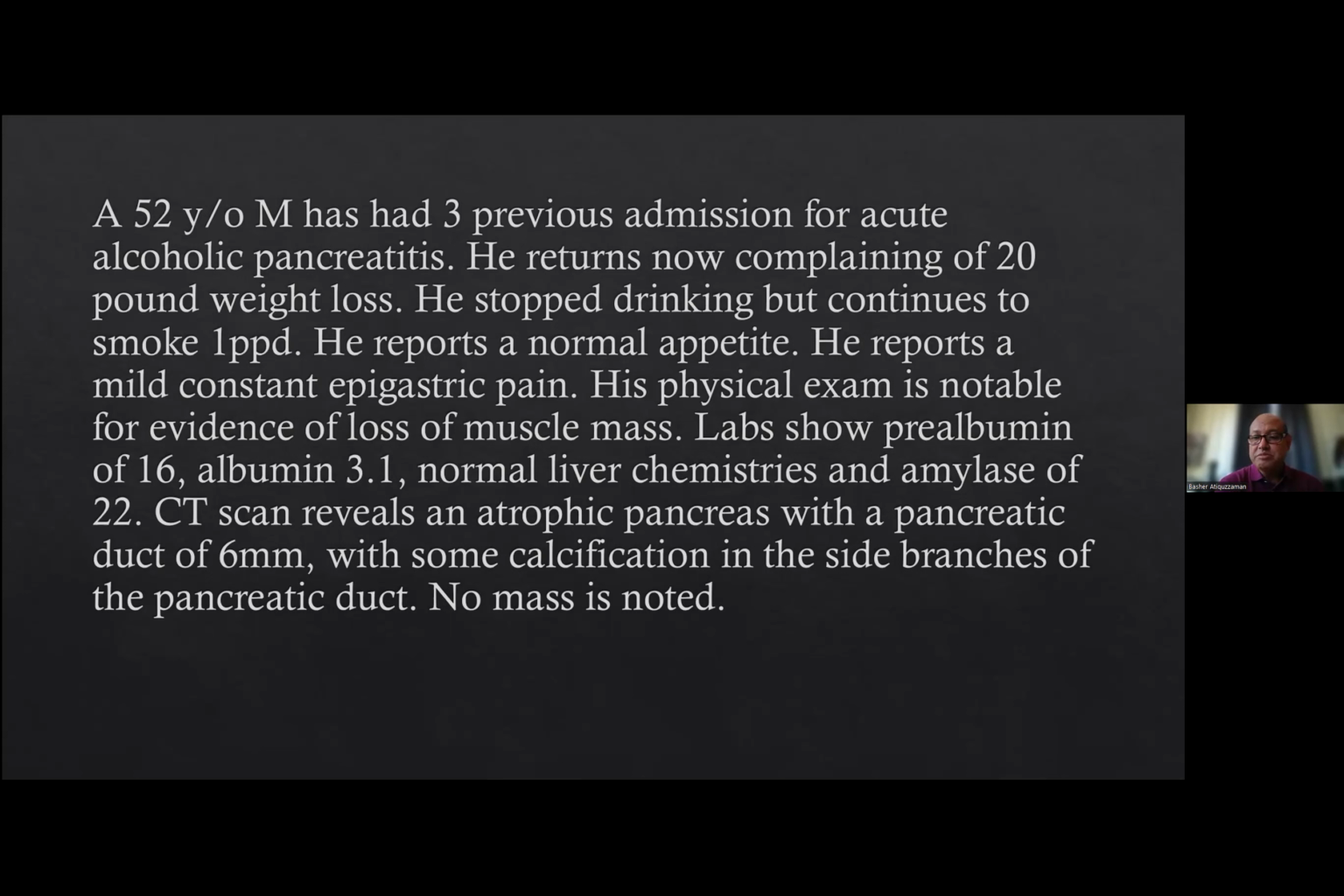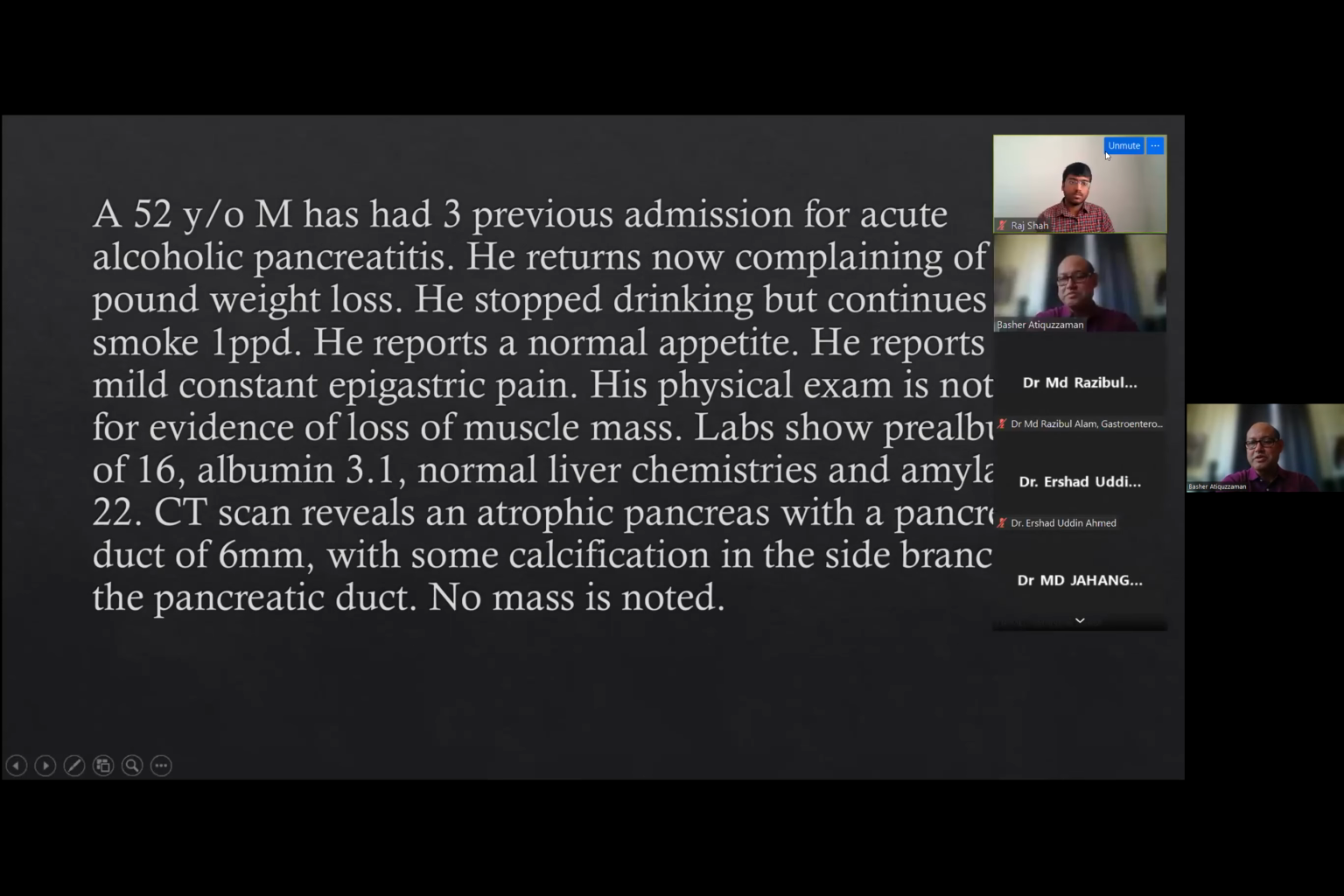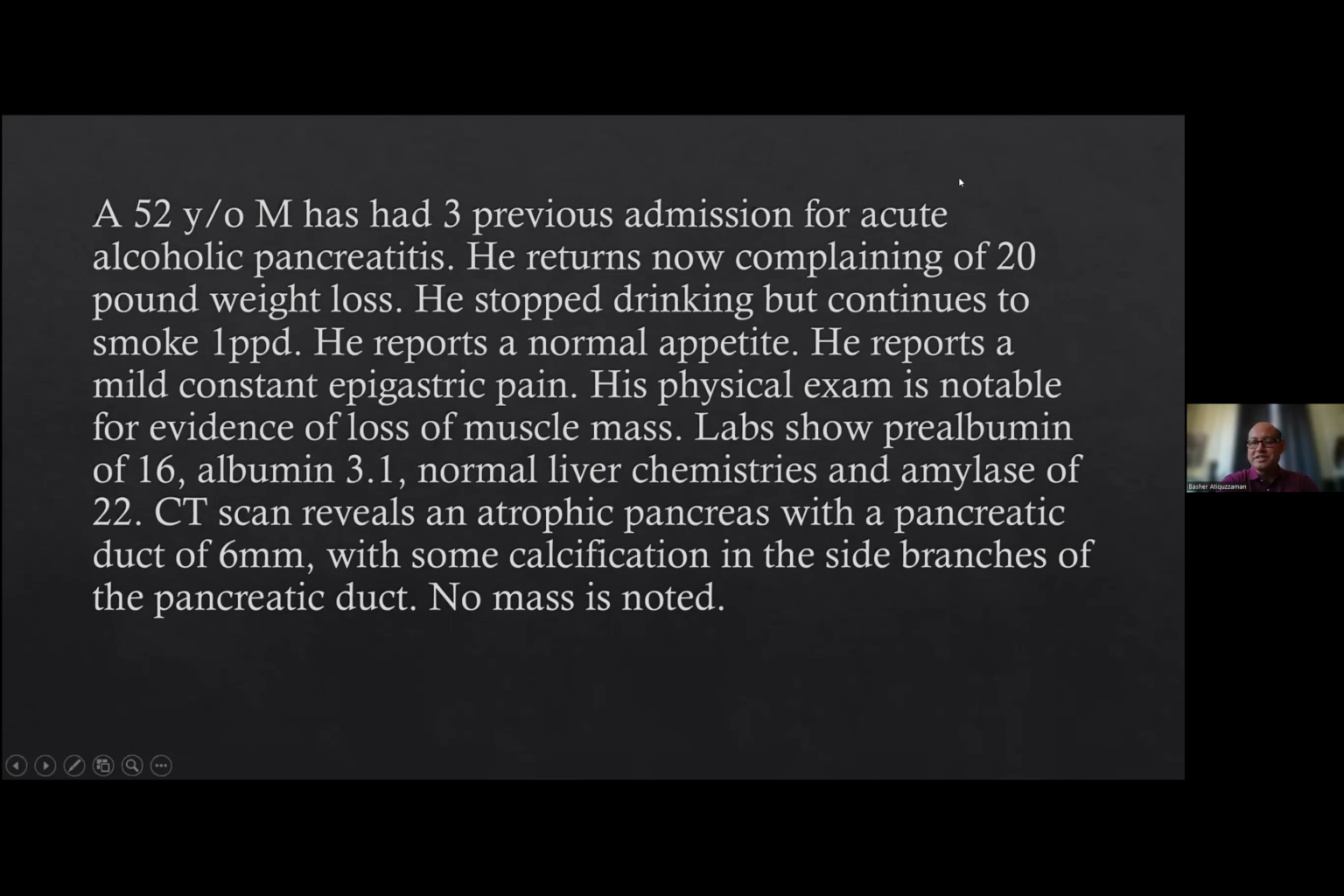You can see his pre-albumin is going down. Albumin is a little low. His liver function test is normal. Amylase is also normal, but he has an atrophic pancreas with a pancreatic duct of 6 millimeters, which is mildly elevated, with some calcification. So I would like to open this case for any further questions to our faculty today: Dr. Irshad, Razib, or Jahangir?